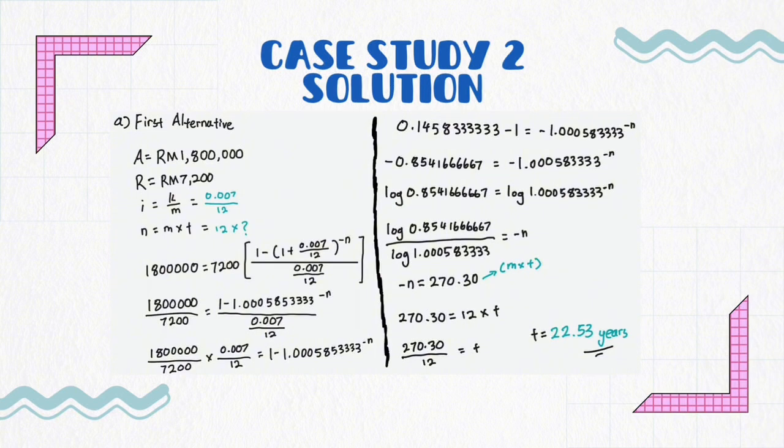but we haven't found t yet, so we need to calculate t. To calculate t, we need to divide 270.30 by 12, and we will get t. So t equals 22.53 years. So that is the final answer for the first option, which means it will take approximately 22.53 years until the account is fully exhausted.